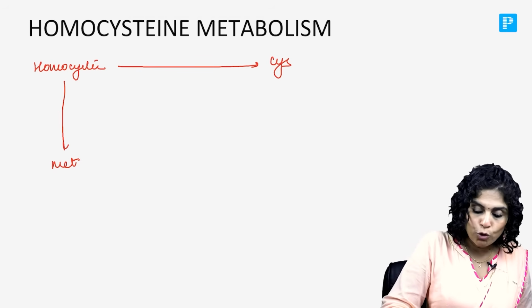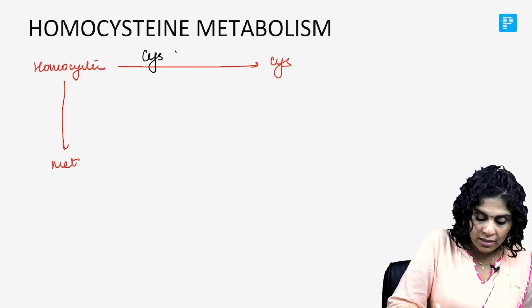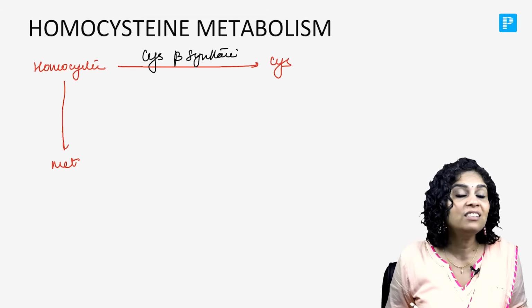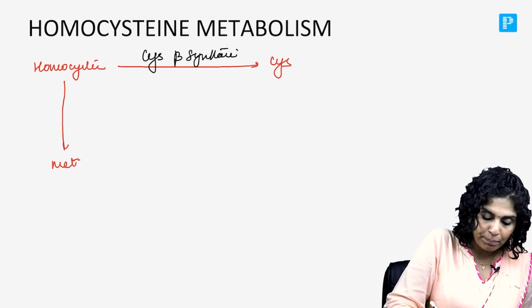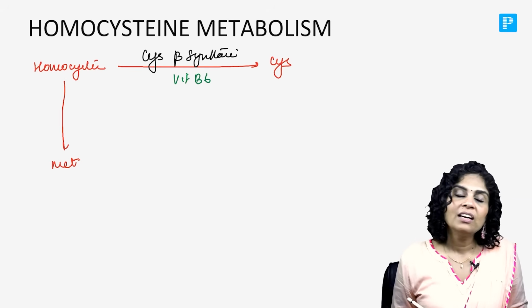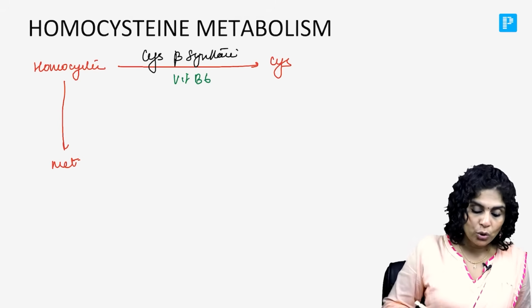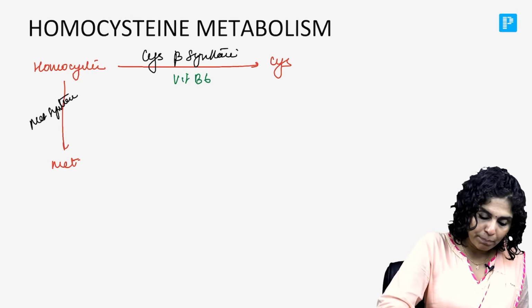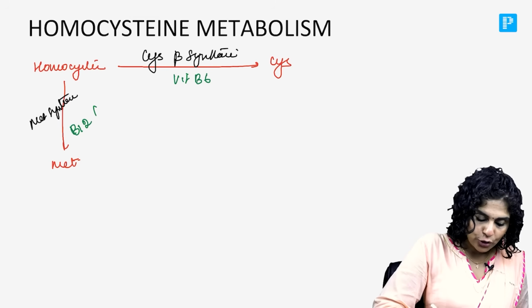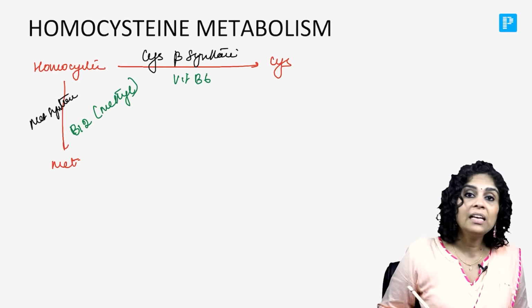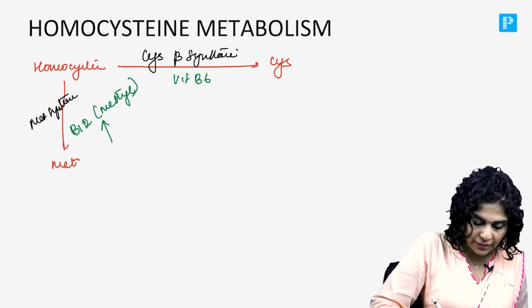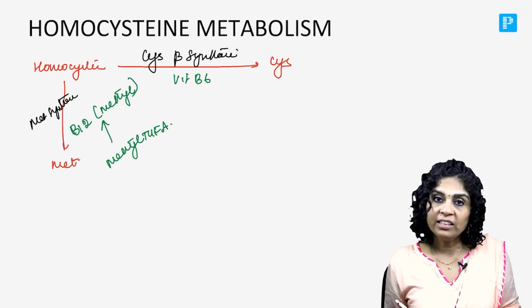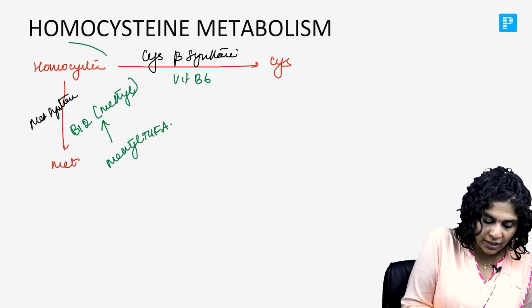The enzyme which converts homocysteine to cysteine is cystathionine beta synthase, which is dependent on vitamin B6. The enzyme which converts homocysteine to methionine is methionine synthase. And this methionine synthase is dependent on B12. To be very specific, it is dependent on methyl B12. This methyl B12 gets its methyl group from methyl tetrahydrofolate.